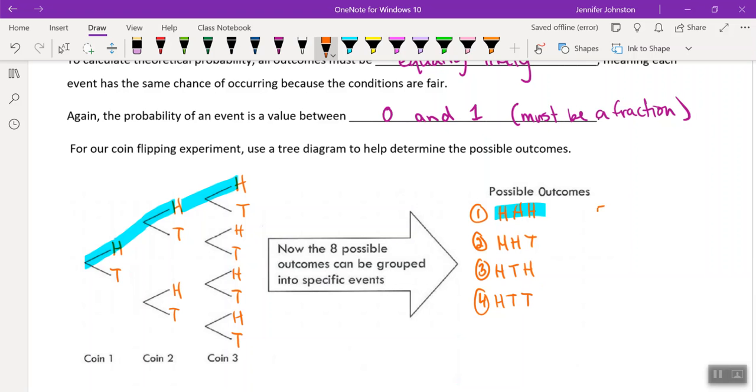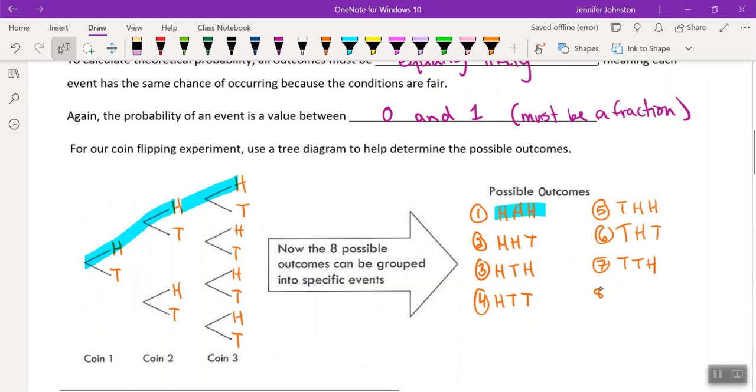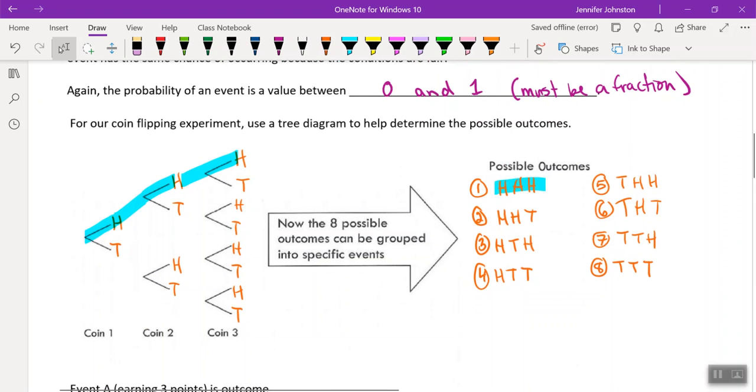Now let's look at all the ones starting with tails. For tails, we can do tails, heads, heads. We can look at tails, heads, tails. We can get tails, tails, heads. And the last one, tails, tails, tails. All right, so there's 8 possible branches that are happening here.